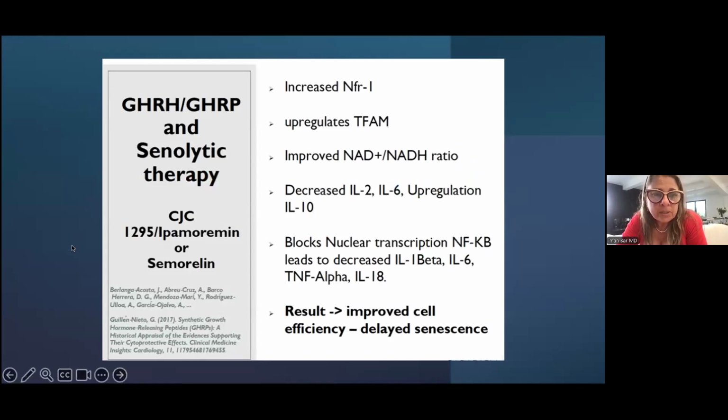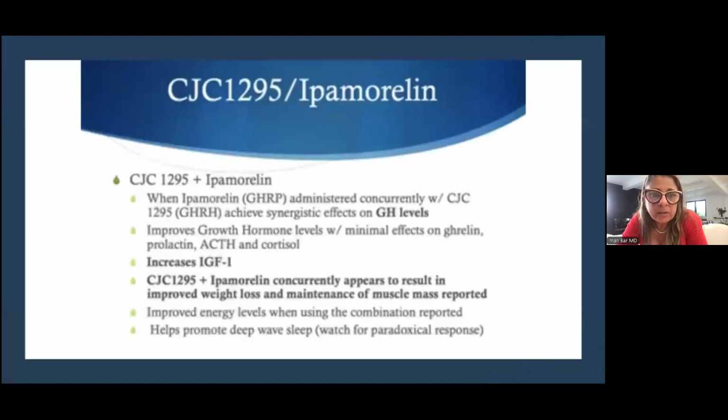A very common one is the CJC ipamorelin or sermorelin, and they improve the NAD to NADH ratio. They decrease the inflammatory markers. So these are among the most commonly used ones, CJC ipamorelin. It's been on the market for a long time, people have used it for a long time, even before the hype of peptides. We got to be measuring the IGF-1 and monitoring that. They also have been used in building muscles and weight loss.